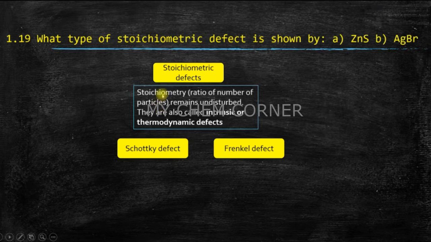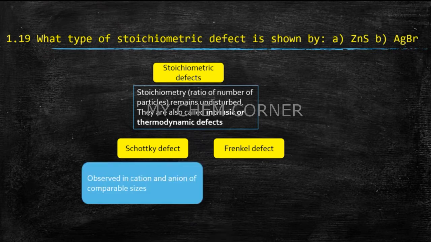Stoichiometric defect means the stoichiometry or the ratio of particles is not disturbed. No matter what you do, the ratio is not disturbed. They are also called intrinsic or thermodynamic defects. Now, under stoichiometric defects in our syllabus, we have learned two types. One is the Schottky defect, the other one is the Frenkel defect.